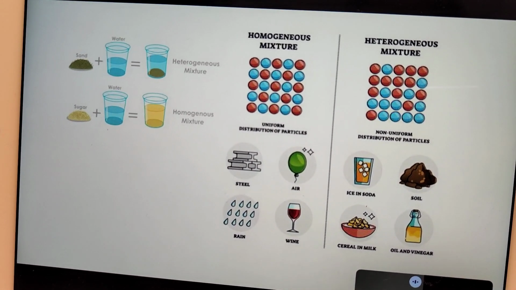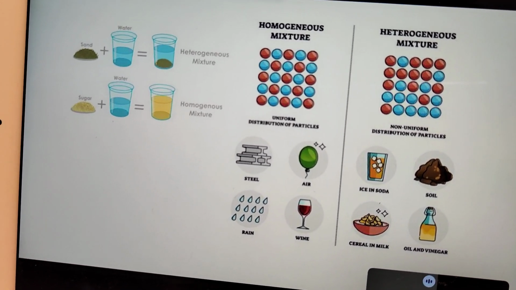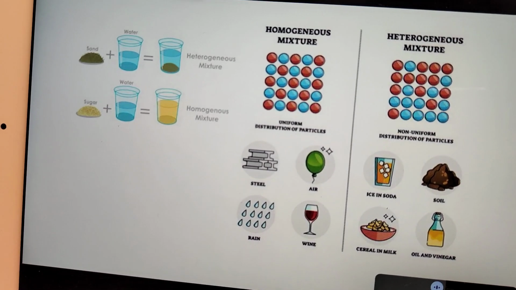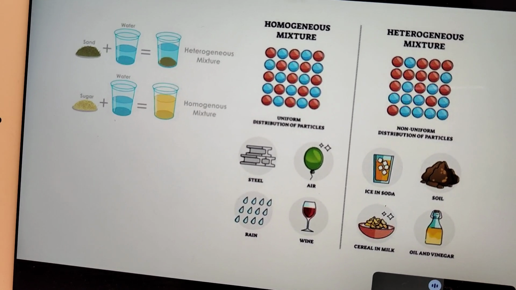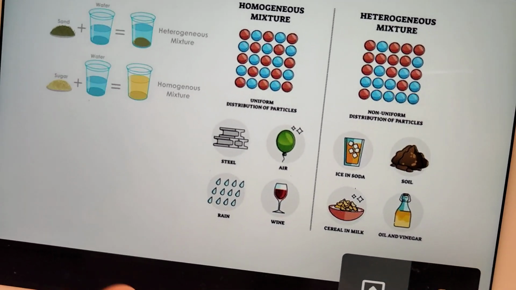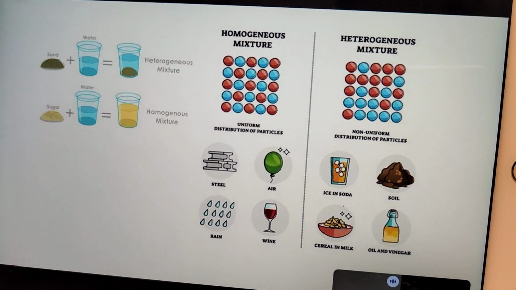This is the difference. So the difference is sand plus water equals heterogeneous mixture, because it's not mixed very well. And sugar plus water, it's dissolving, right? The sugar dissolves, so that's a homogeneous mixture. This is just a difference. You can see different examples. A heterogeneous mixture is not mixed very well.